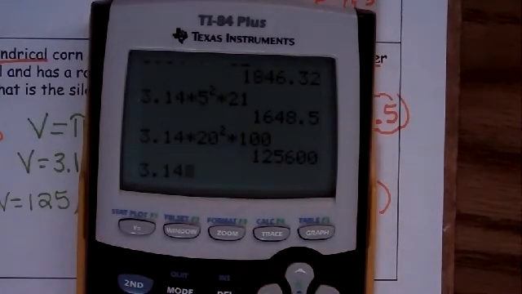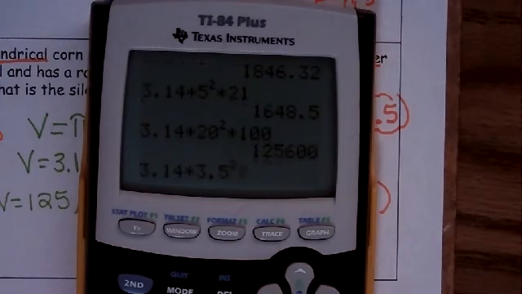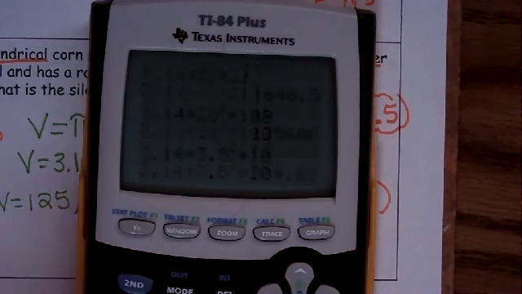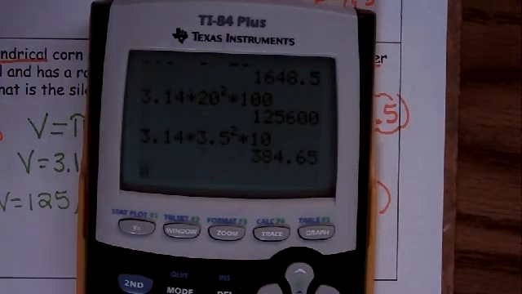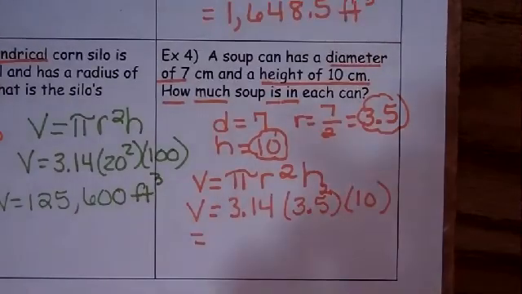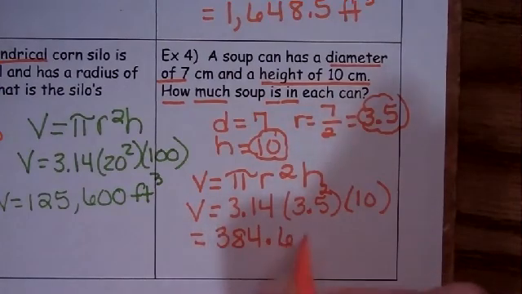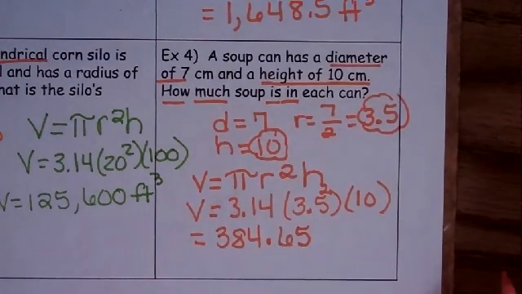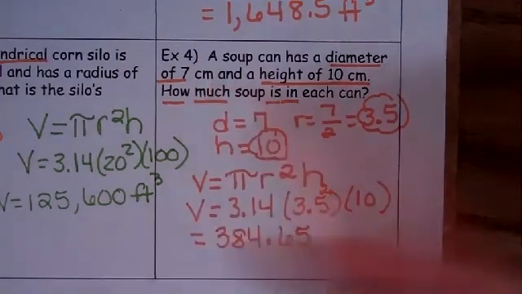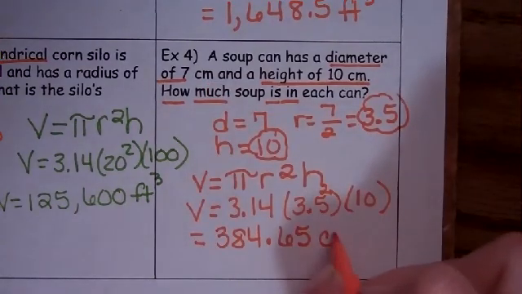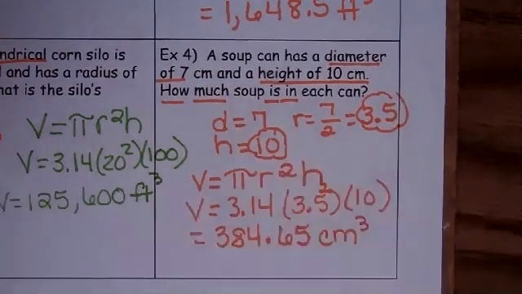3.14 times 3.5 squared times 10. Okay, going to double check and make sure I typed it in correctly, and I did. And I'm going to press enter. And I get 384.65. And now, what is my unit of measurement up here? It's centimeters. So this is going to be cubic centimeters or centimeters cubed.